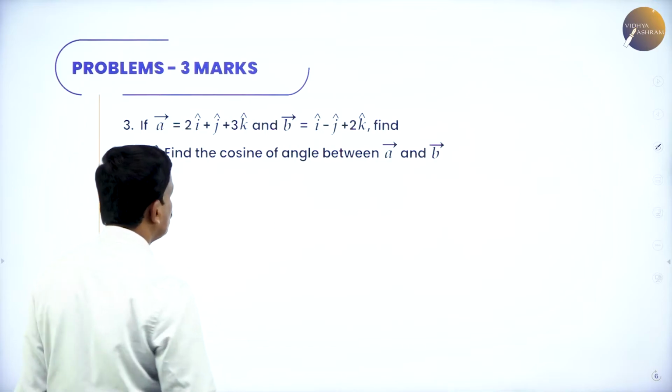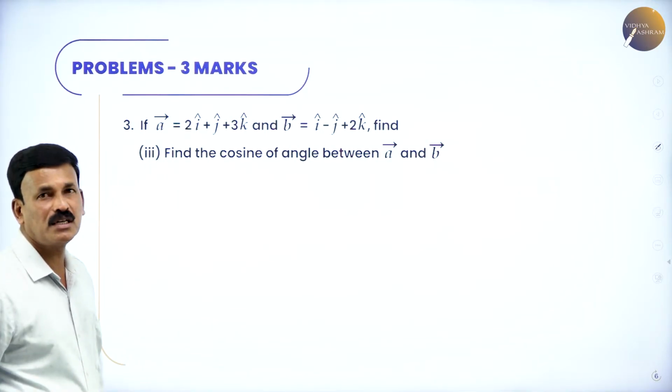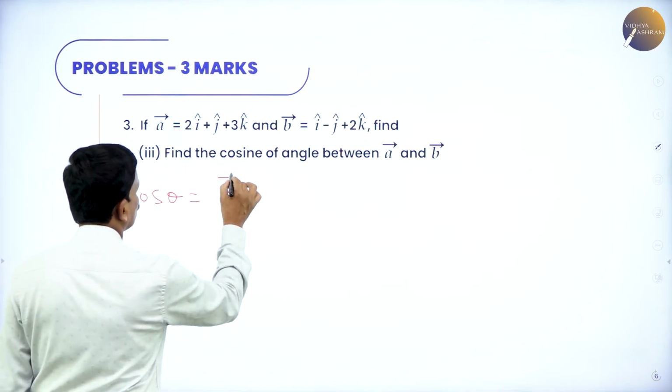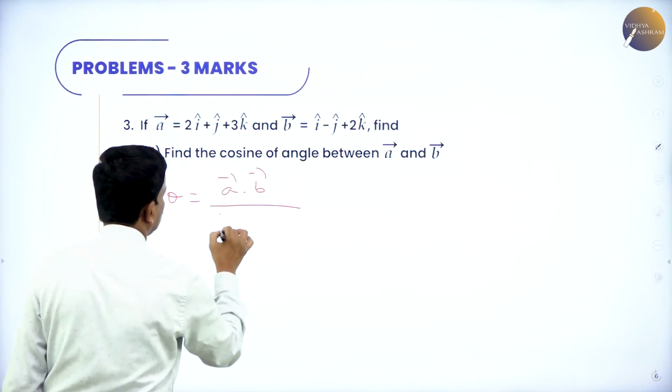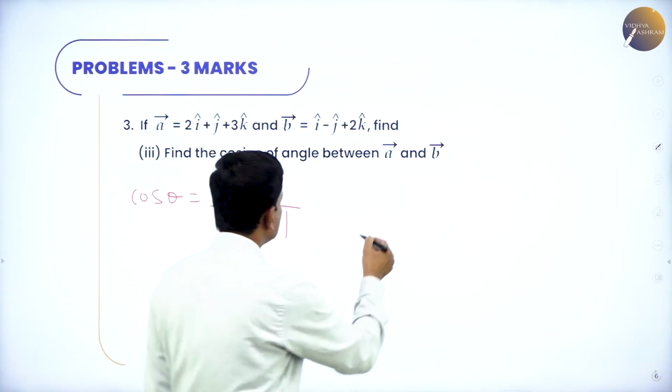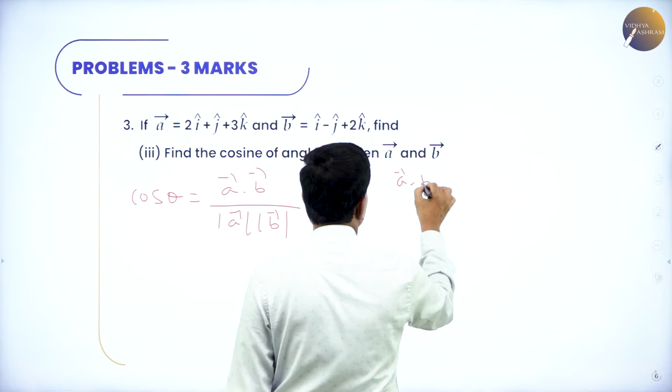What is the next problem? Same problem. Find the cosine of the angle between the vectors. The cosine of the angle between the vectors is given by cos theta is equal to A dot B divided by the length of A into the length of B. From the previous, the same problem, find out A dot B.